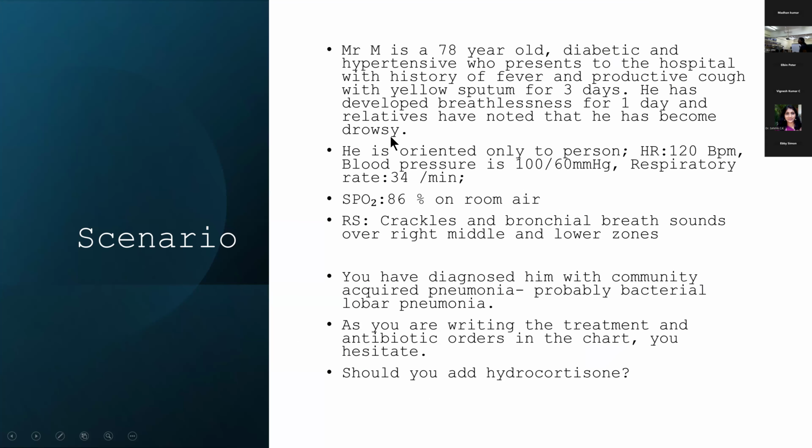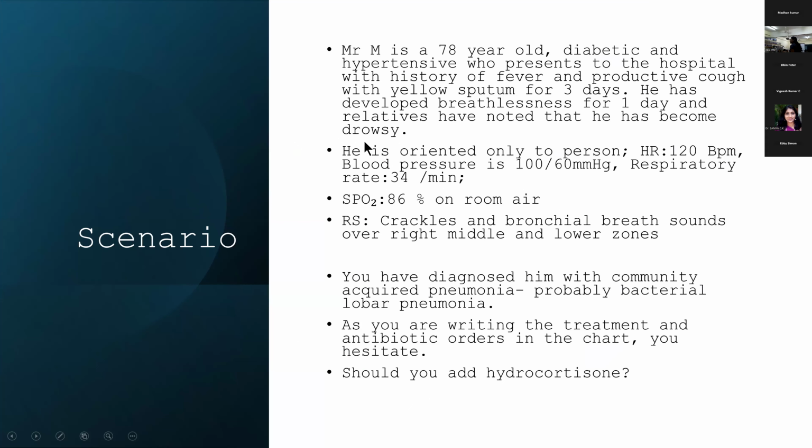You have Mr. M, who's a 70-year-old diabetic and hypertensive, who presents to the hospital with history of fever and productive cough with yellow sputum for 3 days. And he has developed breathlessness for 1 day. The relatives have noticed that he has become drowsy. So what does this patient have? He's got a pneumonia. He's come with fever, cough, and breathlessness.